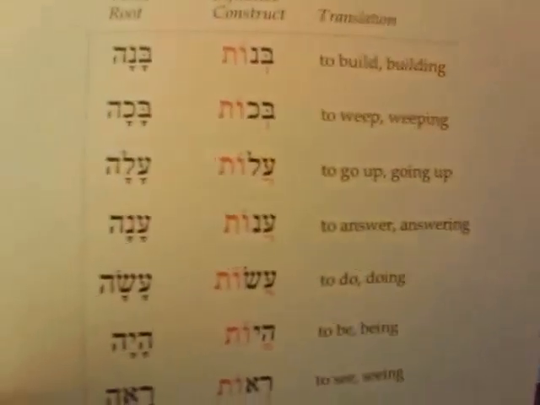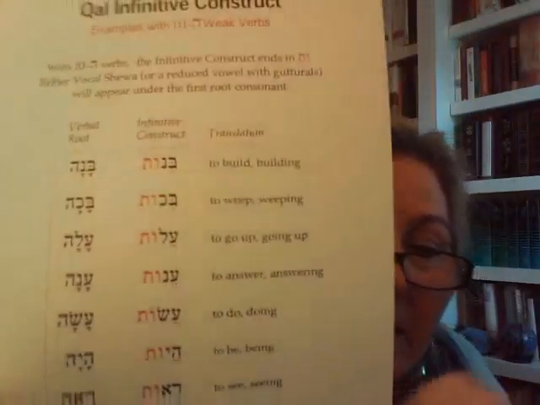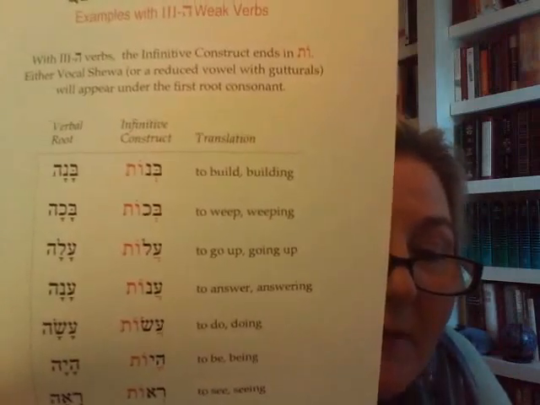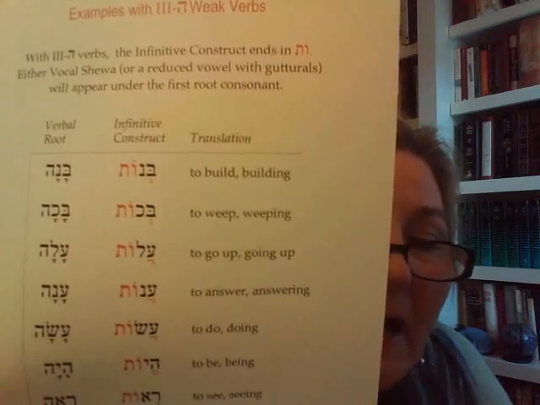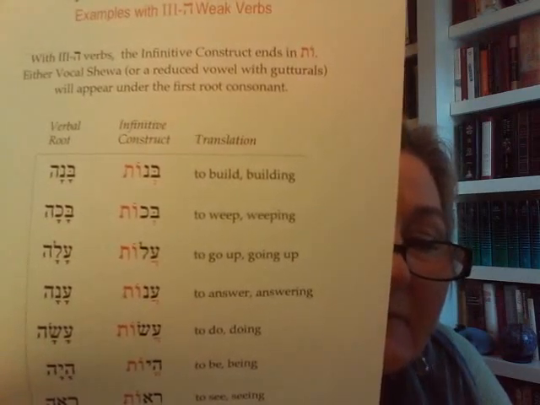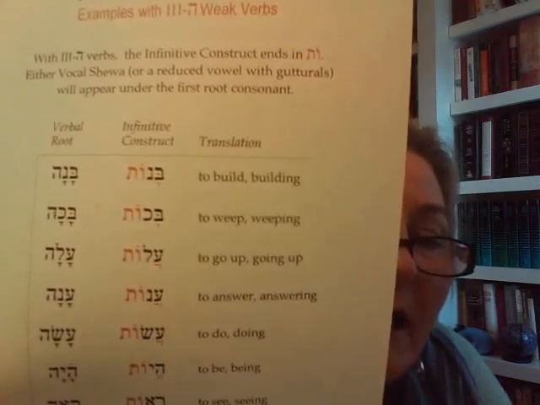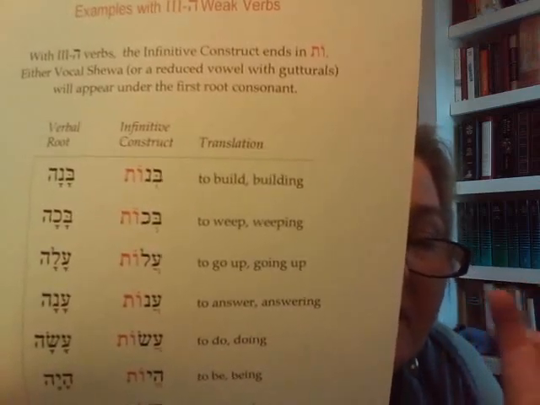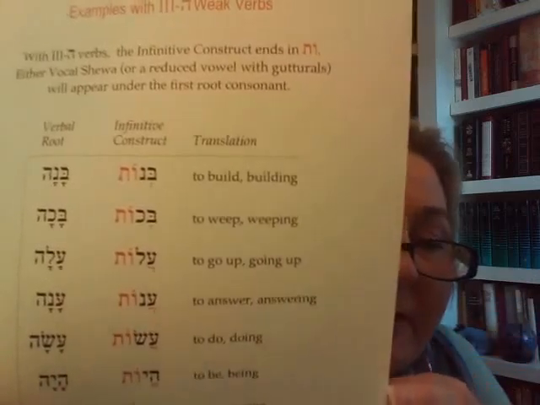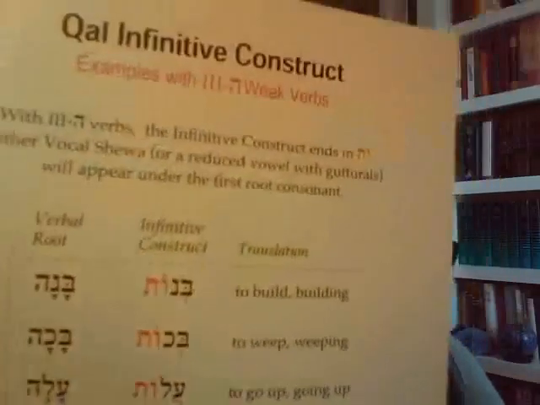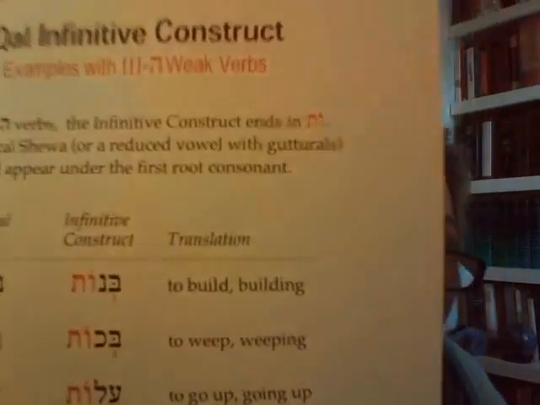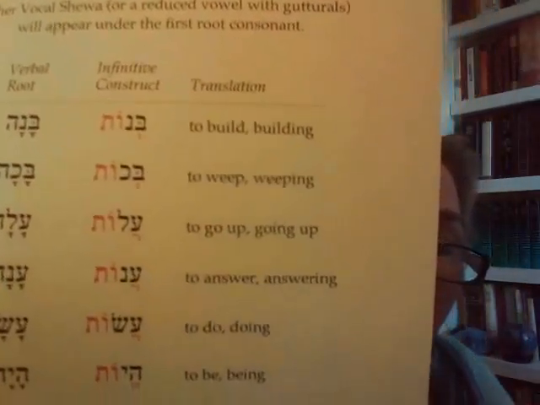And so I recommend that if you don't memorize anything else this week except for your vocabulary, of course, you memorize the infinitive construct form of haya, which is to be, and of course the infinitive construct is hayoth, and that you become very familiar with that. But what we see here is that again the hey drops off and you have the oth ending.